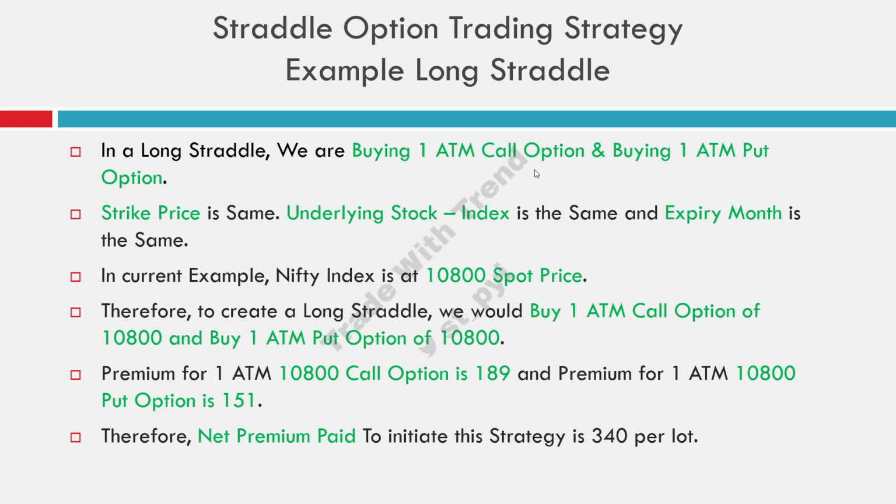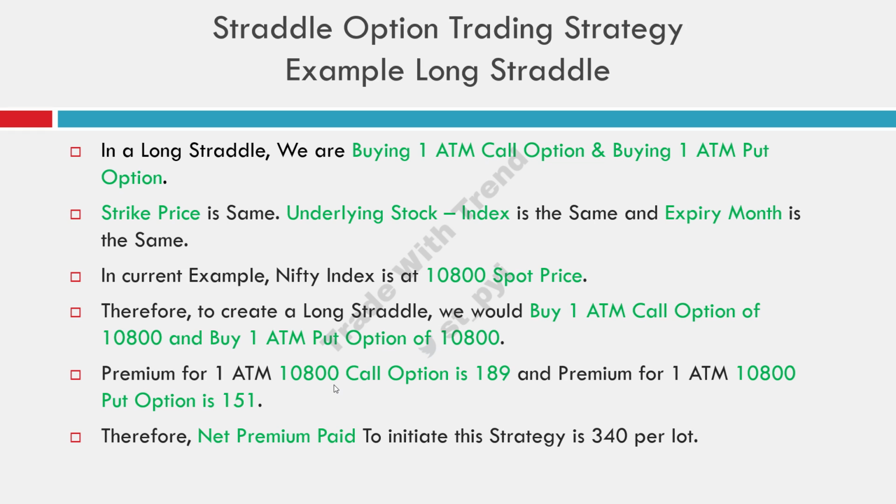In a long straddle, we are buying one at the money call option and buying one at the money put option. Strike price is the same, underlying stock index is the same, and expiry month is also the same. In the current example that I have taken up, Nifty is trading at 10,800 spot price. Therefore, to create a long straddle, we would be buying one at the money call option with strike price of 10,800 and one at the money put option with strike price of 10,800.